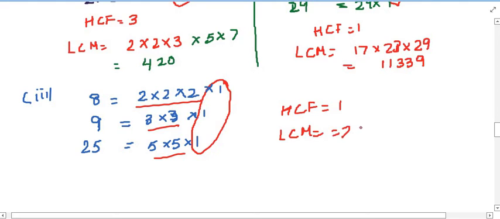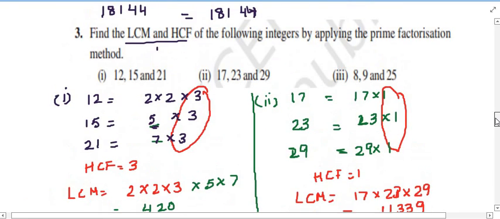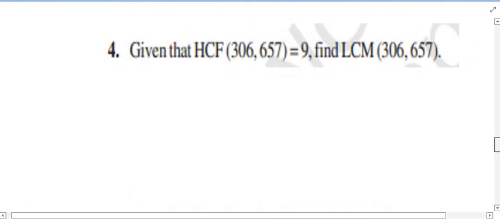So we will get 2 times 2 times 2 times 3 times 3 times 5 times 5, or at the end we can say it's 8 times 9 times 25, and it will be equal to 1800. So LCM of the given three numbers is 1800. Now we will do question number 4.